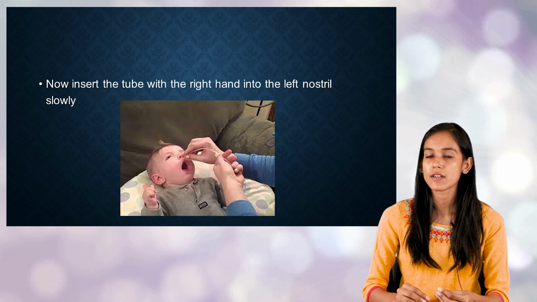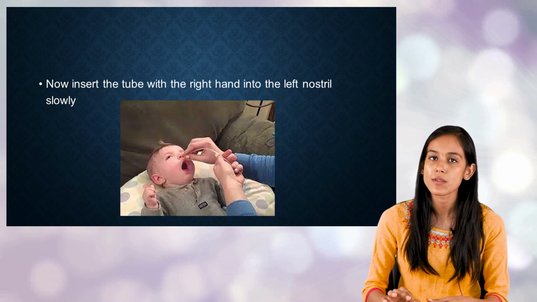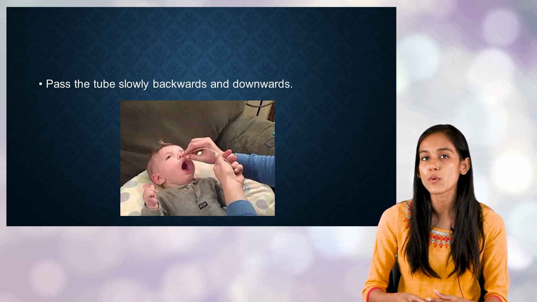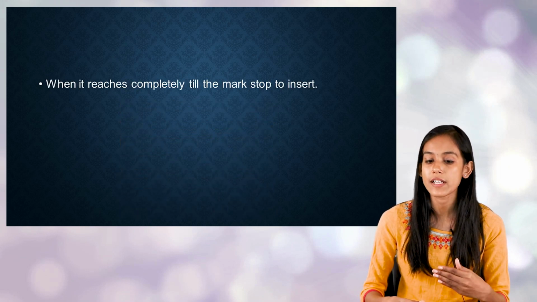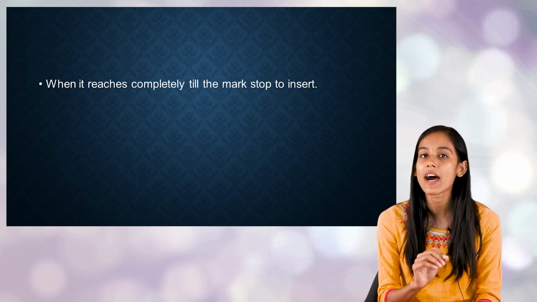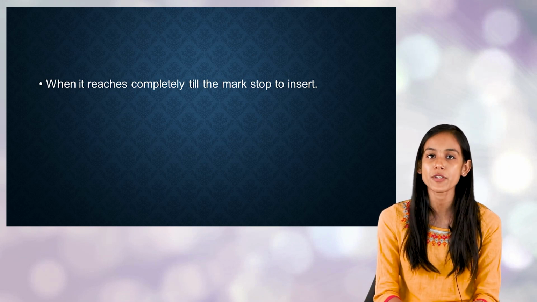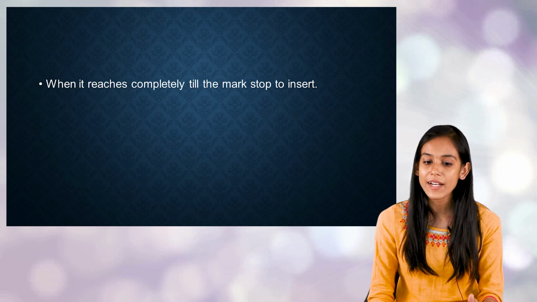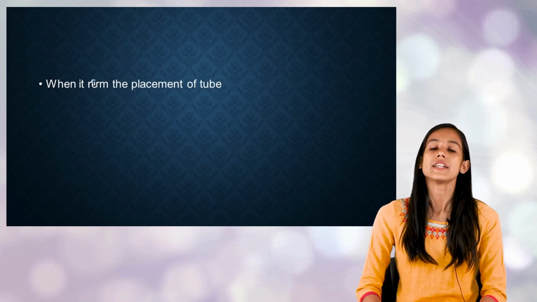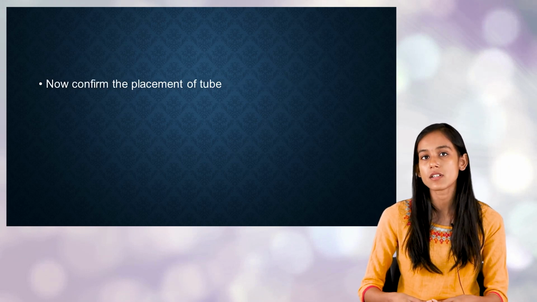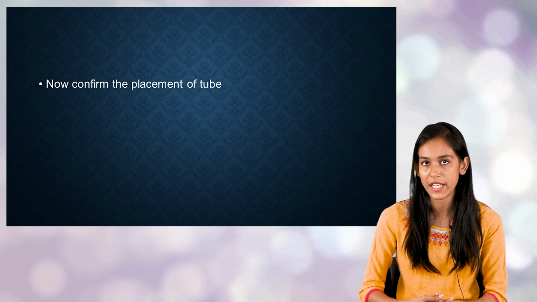Now we are going to insert the tube into one of the nostrils very slowly, and we have to pass the tube slowly downwards and backwards. When the tube reaches the spot we have marked, the middle point between the xiphoid process and the umbilicus, we have to stop inserting. Now, the next thing is we have to confirm the placement of the tube. So, how do we confirm whether the tube is in place or not?